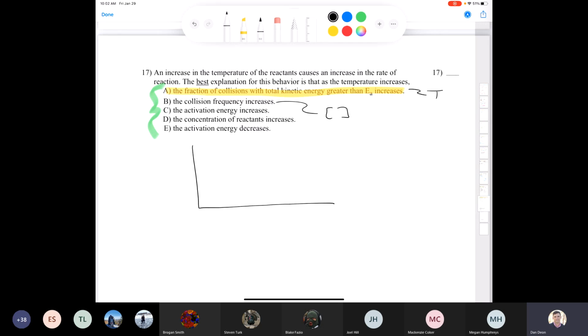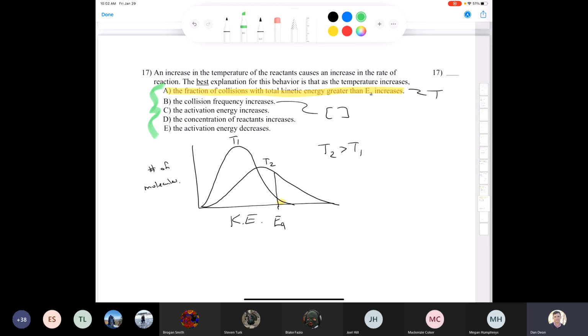If you make a plot of kinetic energy versus number of molecules, this is the Boltzmann curve that we look at. If you have an initial temperature, let's say T1, and then you crank up the temperature, you have T2 like this. T2 is greater than T1, and let's say your activation energy is somewhere around here. Well, you have a greater number of molecules with enough kinetic energy to surpass the activation energy at T2 than you do at T1. So more molecules with enough kinetic energy to surpass the activation energy.